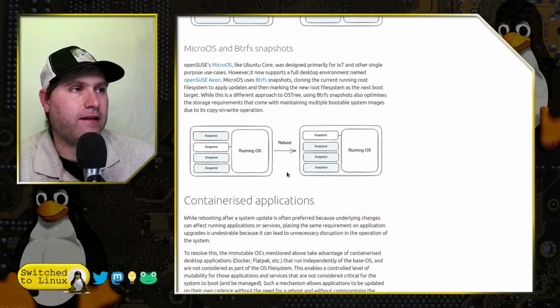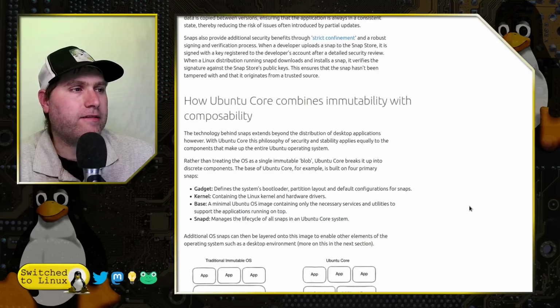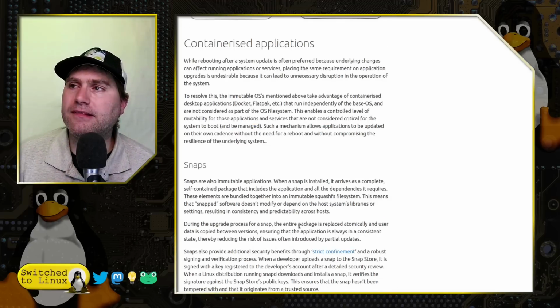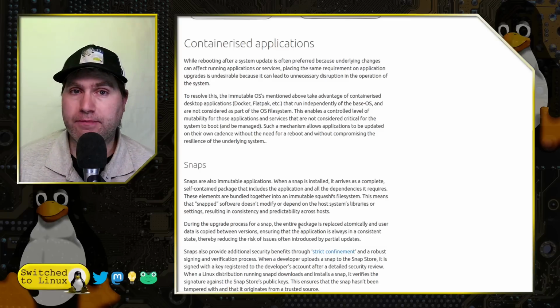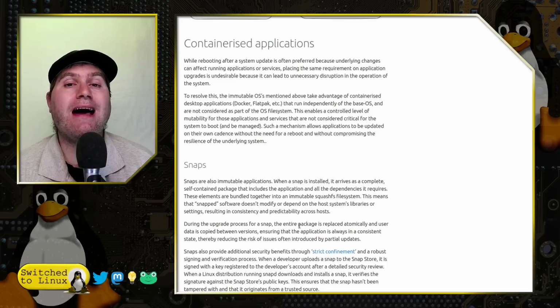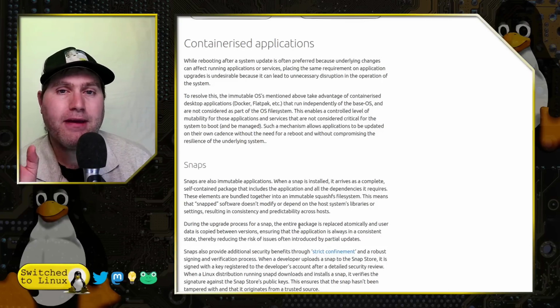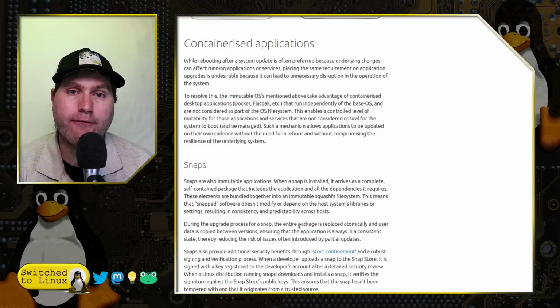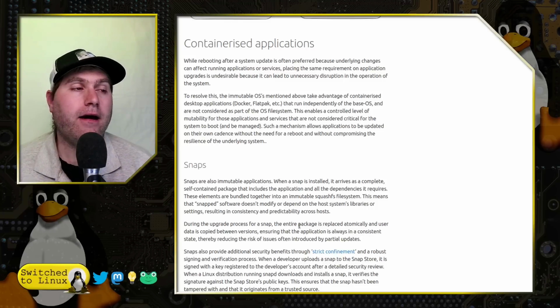Here's MicroOS and Btrfs snapshots. So here's snapshots: running OS, rebooting it, and we have different snapshots running into it. And then snaps and Flatpaks both work well with this type of system, as do AppImages. So it does make sense for Ubuntu to be pushing out an immutable desktop with the immutable desktop as a snap package, because everything inside of the immutable system is itself a snap.